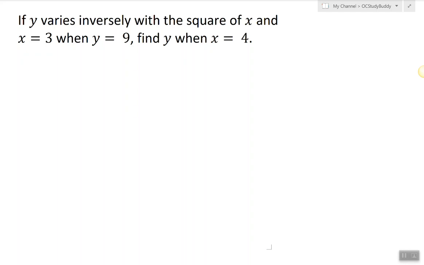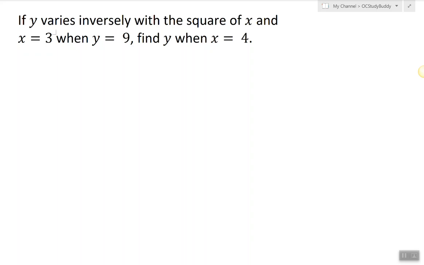In this video, I will show how to solve a variation problem. All variation problems are nearly identical, so to solve it, we're just going to read the problem and do all the necessary steps as we go through the problem.